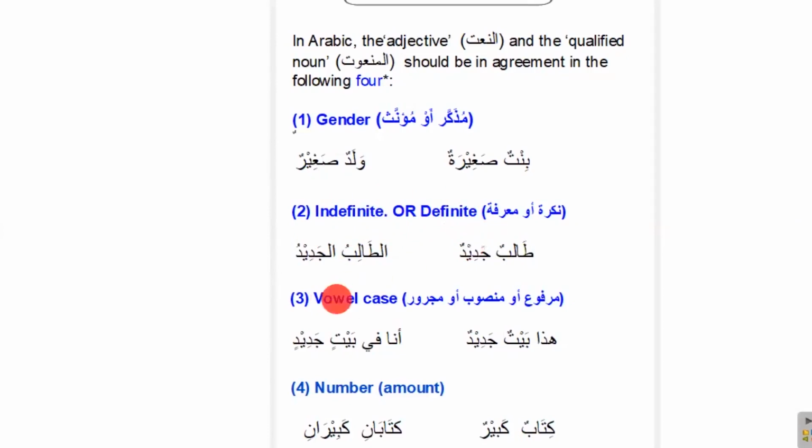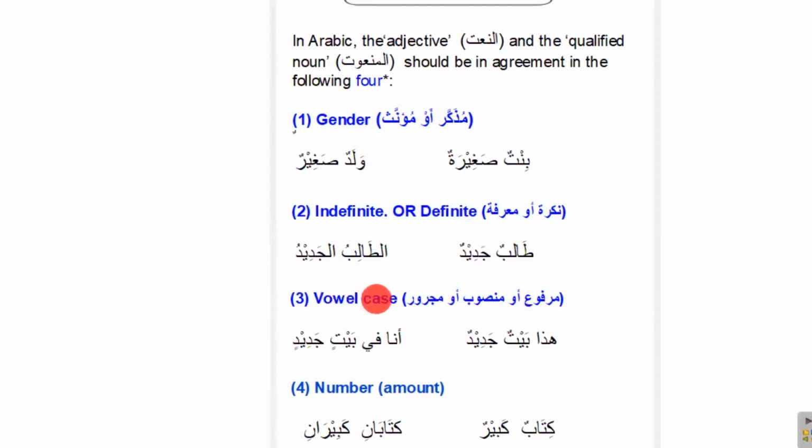Okay. And the third one is the vowel case. The case ending, the i'rab, whether it is marfu'un, ending with dhamma or dhammatain, mansubun, ending with fatha or fathatain, or majrurun, ending with kesra or kesratain. It depends on the form in which the noun is. So we have here haza baytun jadidun, ana fi baytin jadidin. So that's what we are saying.